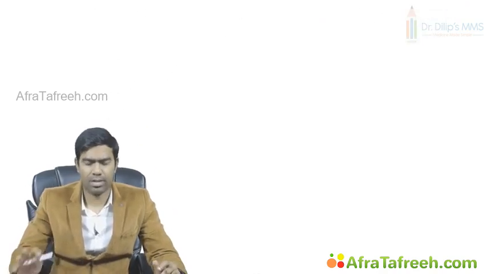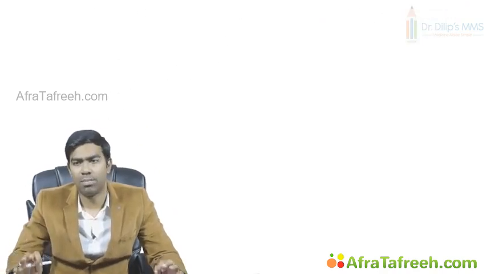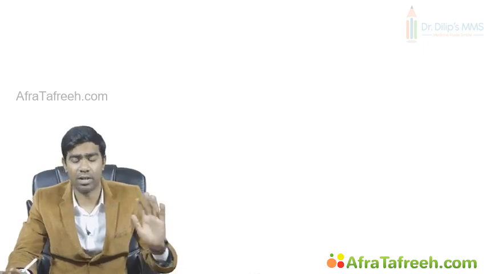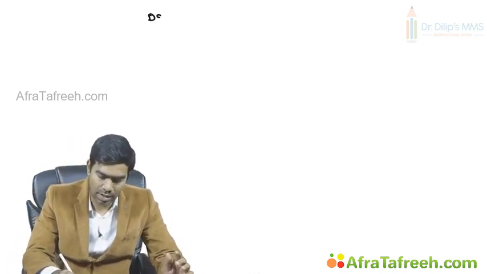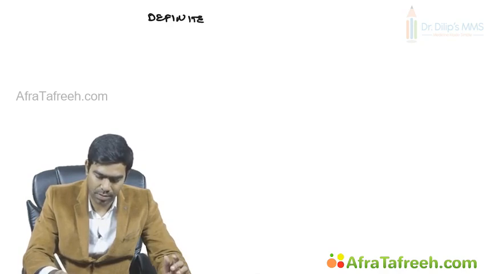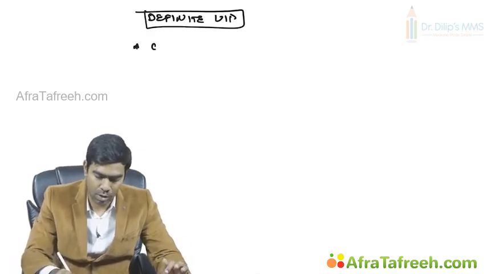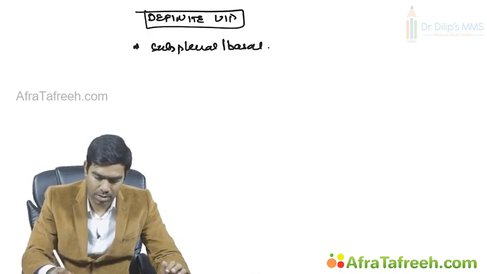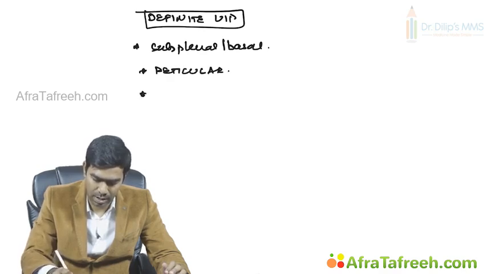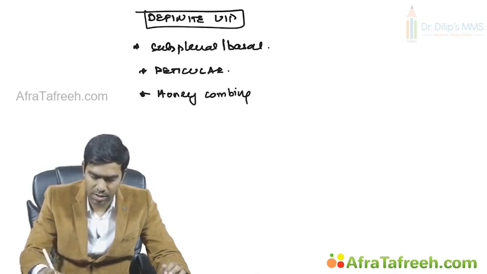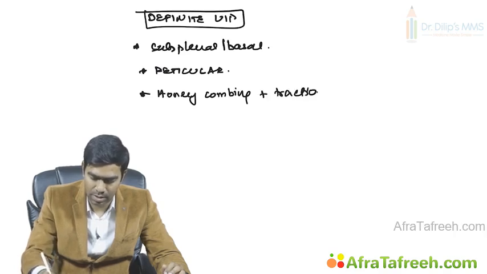But there is something important to know: when will you diagnose IPF consistently, concretely? There is something called a definite UIP. When you call a definite UIP, this is very important for exams. Definite UIP: when you have a subpleural and basal distribution of lesions, and the lesion is a reticular pattern, and you have honeycombing with traction bronchiectasis.